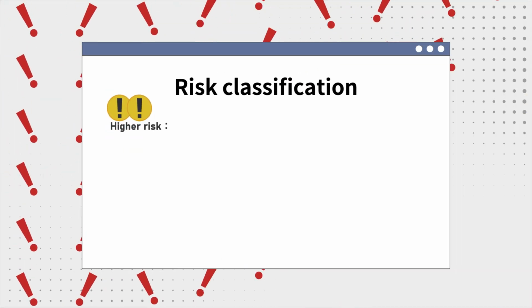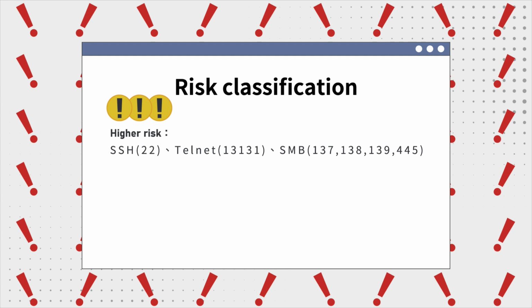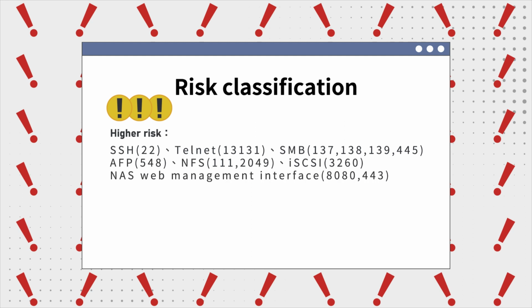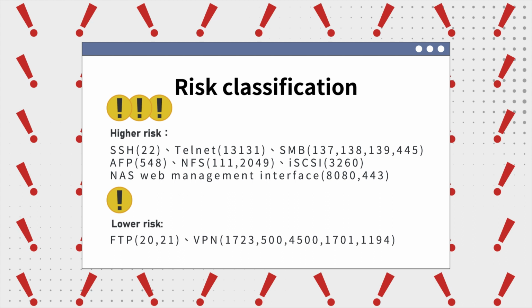Higher risk: SSH, Telnet, SMB, AFP, NFS, iSCSI, NAS Web Management Interface. Lower risk: FTP, VPN.